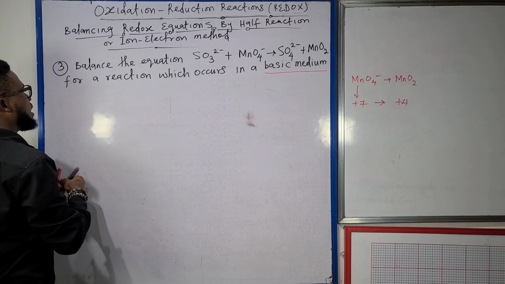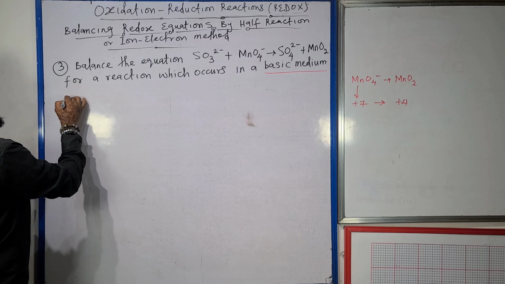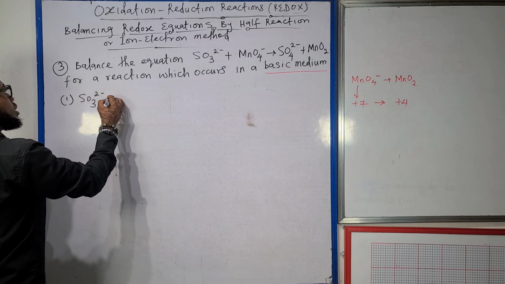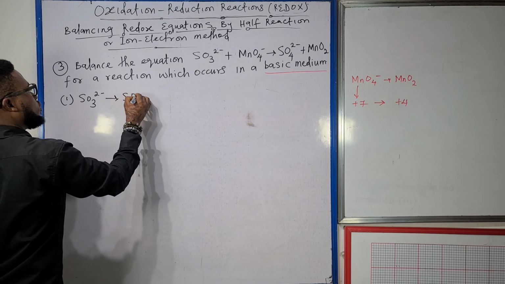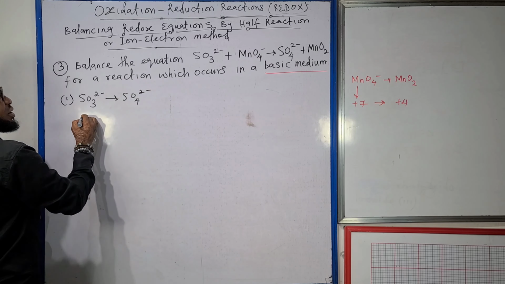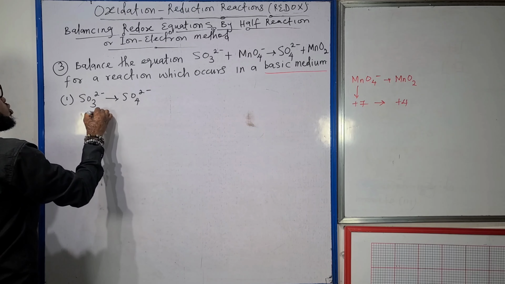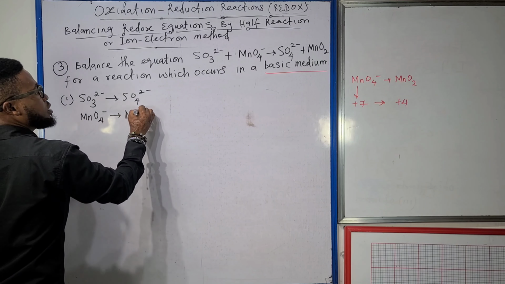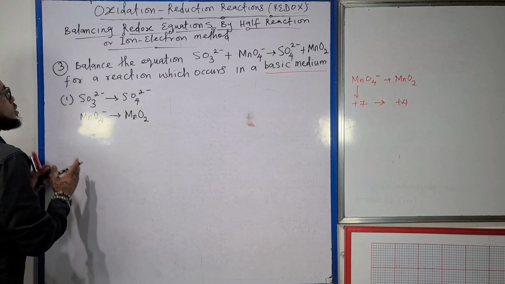So looking at this, our oxidation is going to be, for step 1, SO3 2 minus to give us SO4 2 minus, while our reduction reaction is going to be MnO4 minus to give us MnO2. So that ends that.